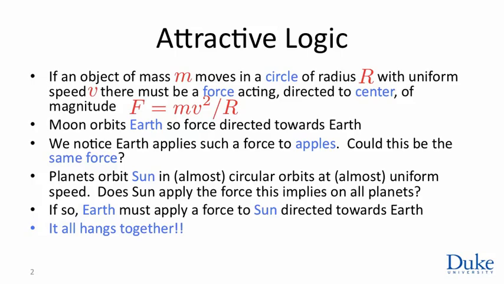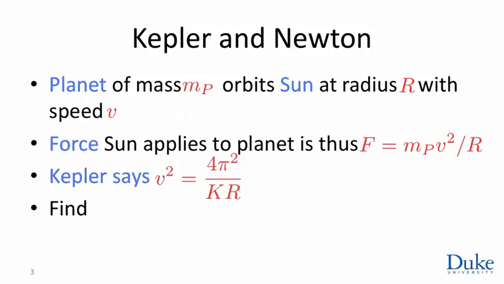So let's start with the idea of something orbiting the sun. So we'll have a planet. We'll call its mass m_p. P stands for planet, any planet. And if it orbits the sun at radius r with speed v, then Newton's understanding of mechanics tells us that the force the sun applies to that particular planet is the mass of the planet times v squared over r for that planet.